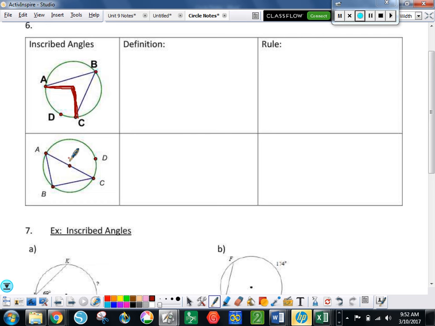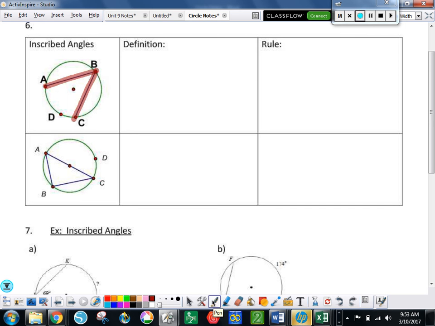How do you remember this one's the central angle? Because it starts from the center, right? If it doesn't go from the exact center, it's not a central angle. So this right here would not be a central angle because it's not in the center. This angle is called an inscribed angle.